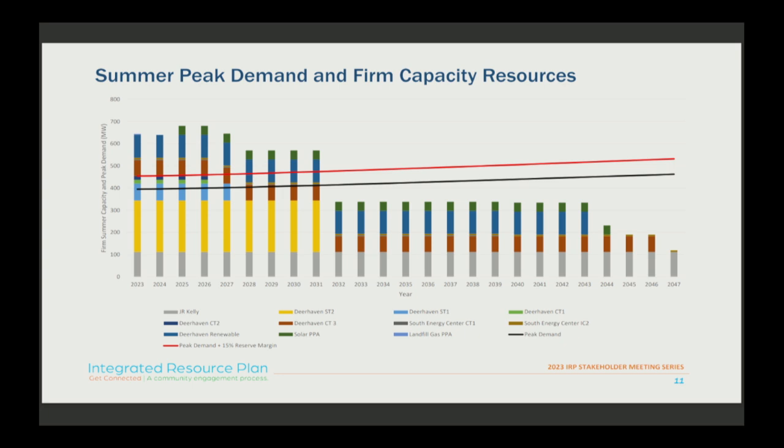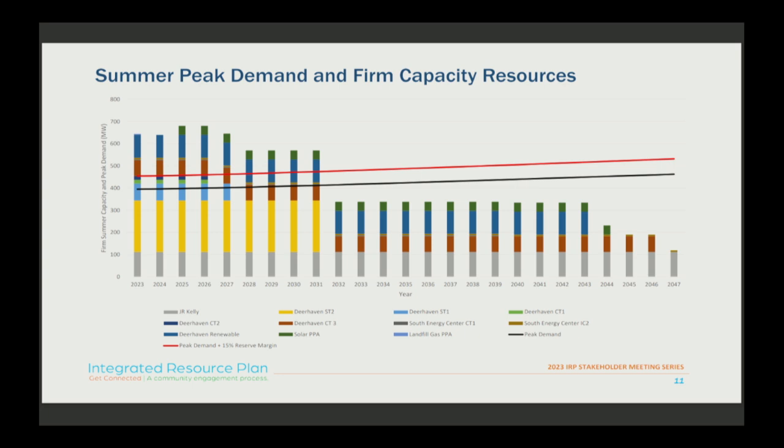You can see as we move out into time, we're okay here for a little while, but then once we get to 2032, all of a sudden, we're not meeting or above that red line anymore. We're not even meeting our peak in 2032. And that is contributed to by the retirement of Deerhaven 1, this light blue line here, in 2027, and obviously the retirement of Deerhaven 2 that's scheduled for the end of 2031.